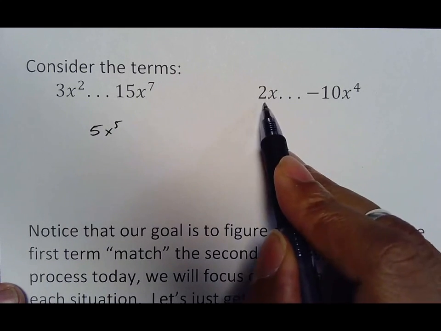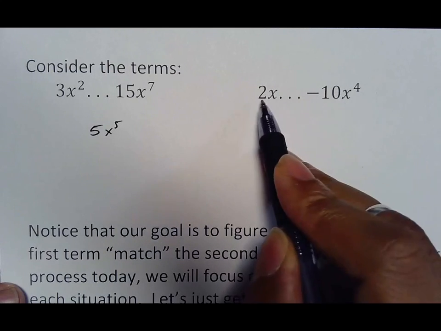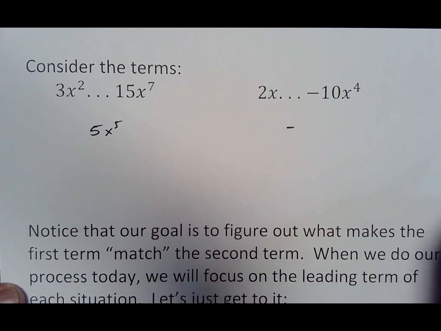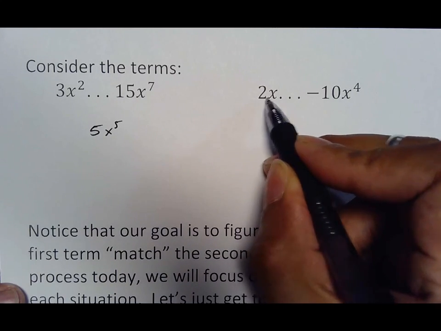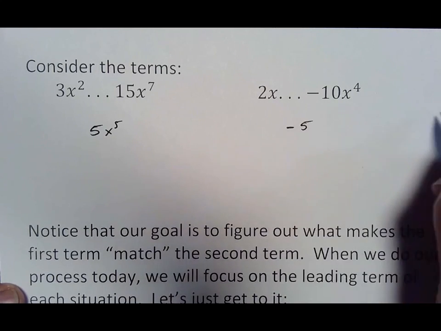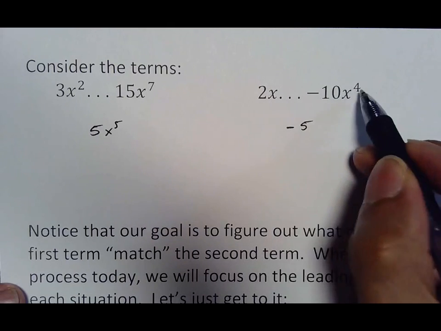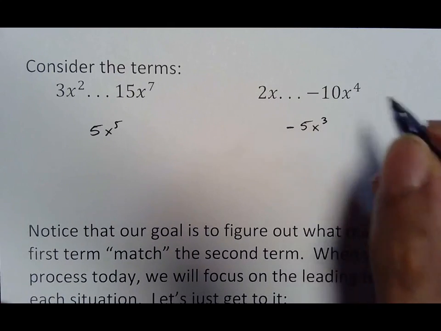If I have 2x going to negative 10x to the fourth, the first thing I notice is missing is that we need a negative, because it's got to be the opposite. Then I know that in order to make 2 into a 10, I must multiply by 5, and that if I have 1x and need 4, I need 3 more x's.